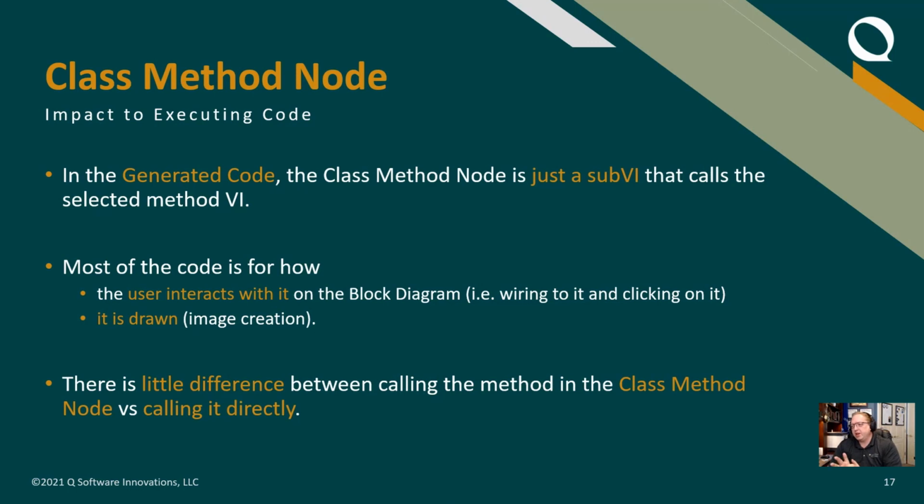So, impact to executing code. In the generated code, the class method node just acts as a sub VI calling the method that you chose. So really it's a wrapper around the method. And you could almost take it as, well, why didn't I just call the method directly? I mean, that's still doable, and you have very little execution hit by using this XNode. This just helps you be able to find it and interact with it similar to what you're used to with an invoke node.